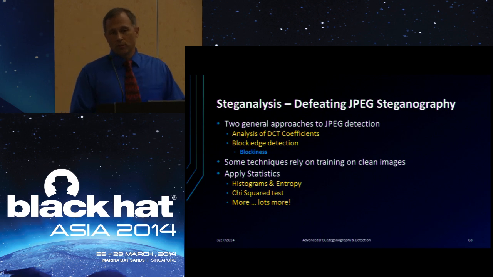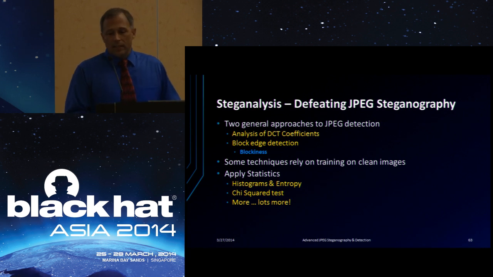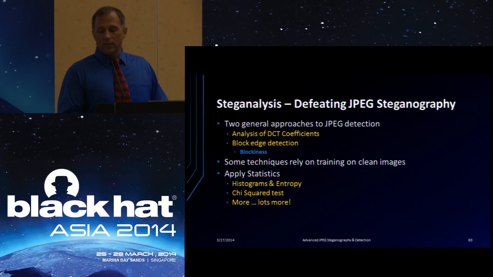So there are 2 general approaches for JPEGs. One is to look at the DCT coefficients, and the program has that capability. I'll show you that. The other is to actually check the blockiness of the image itself, and I'm talking about mathematically checking the blockiness, not a person checking it. Some of the techniques rely on training, where you take 10,000 good images, run them through, get statistics, and then look for deviations from those statistics that don't make sense. The chi-squared test is a statistical test used quite frequently to detect stuff in JPEGs.